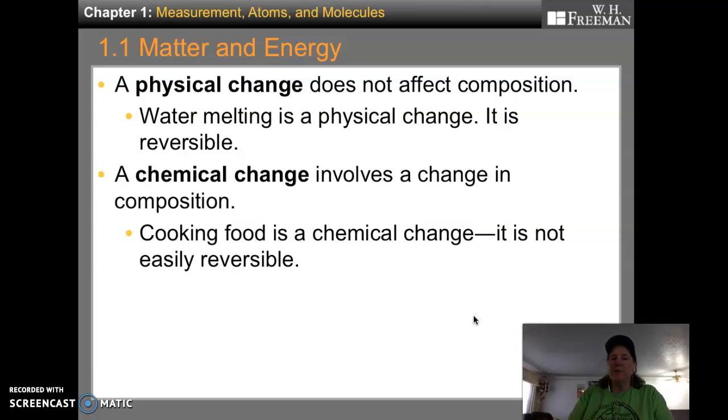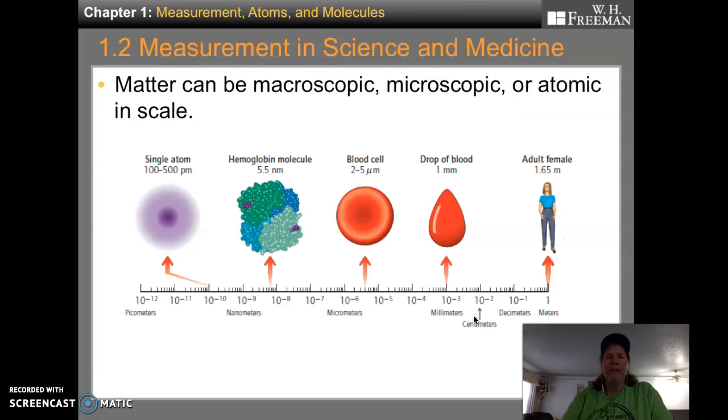Another example I have up here is cooking. When you cook stuff, you add heat to it, you change it chemically. Think about an egg, okay? You cook an egg, it's different than when you started. You can't put it back the way it was. So with chemical changes, you're going to end up with a new substance with new properties, okay? Now here's an example.